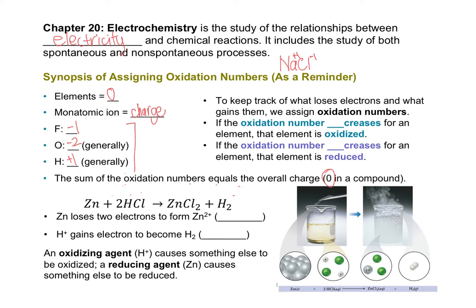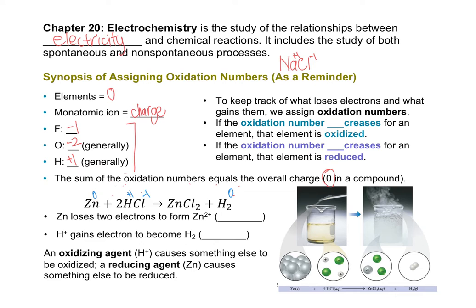Zinc is in its elemental phase, so we'll put 0 here. And then also hydrogen is uncharged. It's not an ion. Since these are ionic compounds that we have left over, we'll just identify the charge. So with HCl, we have hydrogen is +1 charge and chloride is -1. We should be really familiar with that with acid-base chemistry.